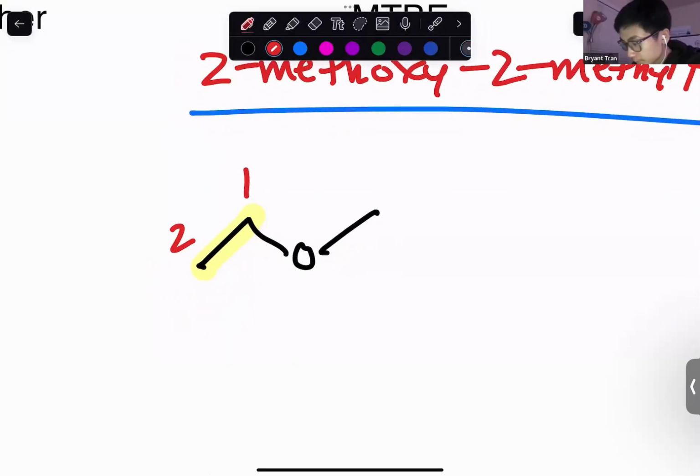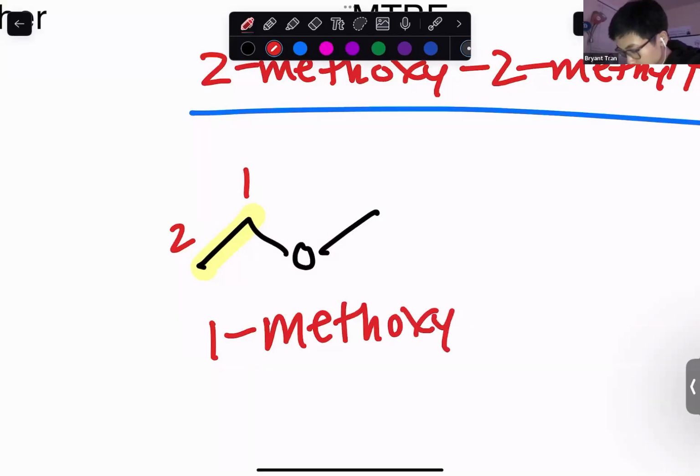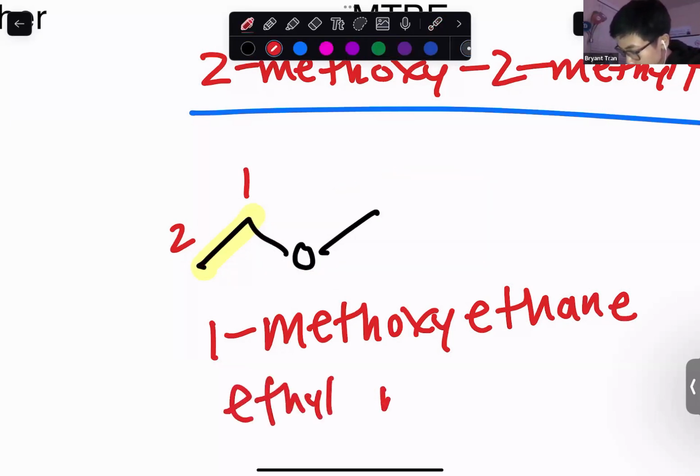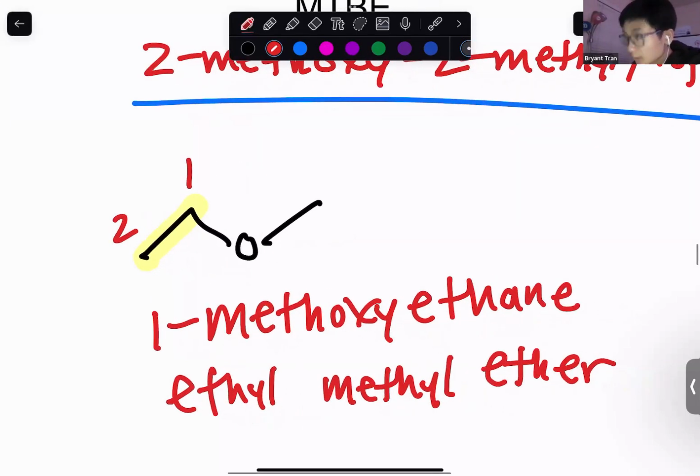So we could say 1-methoxyethane, because our longest chain is 2 carbons long, that's ethane, where at carbon 1 there's a methoxy group. Or we could say ethyl methyl ether. Let me double check that they're the same thing. 1-methoxyethane. Yes, that is 1-methoxyethane. Now let me search up ethyl methyl ether.